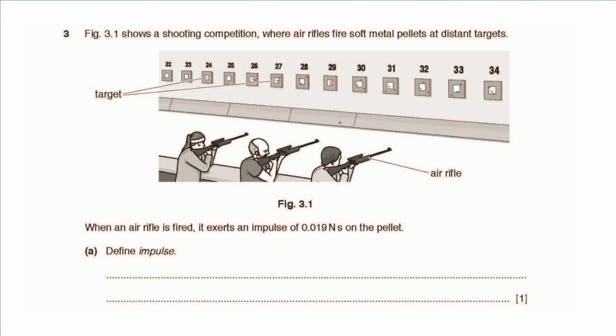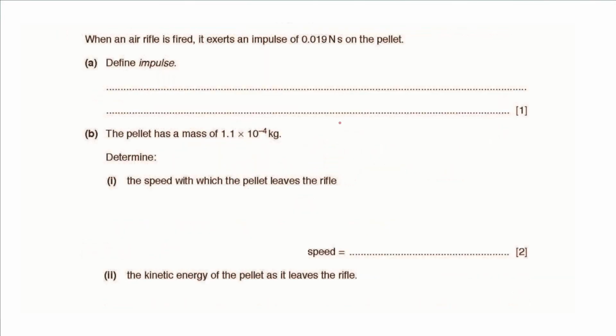Question 3 says figure 3.1 shows a shooting competition where air rifles fire soft metal pellets at distant targets. When an air rifle is fired, it exerts an impulse of 0.019 newton second on the pellet. Define impulse. We can say that it is equal to the change in momentum, or we say that it is equal to the force multiplied by the time over which the force was exerted.